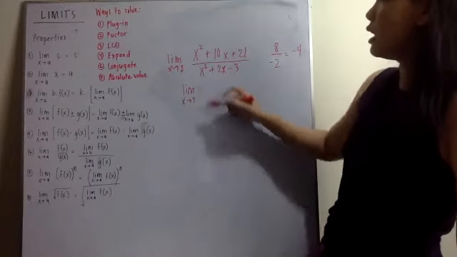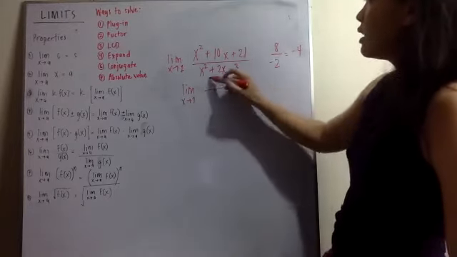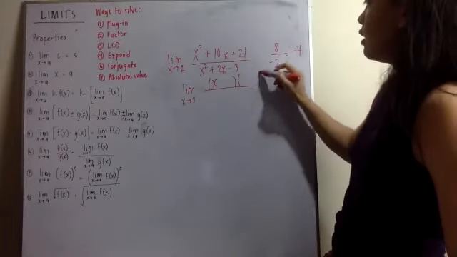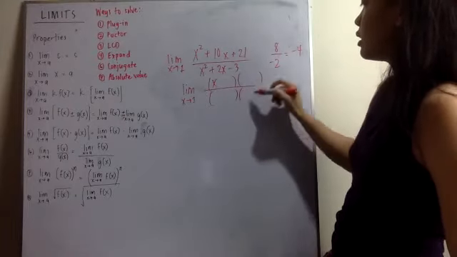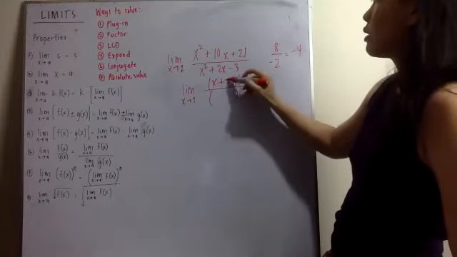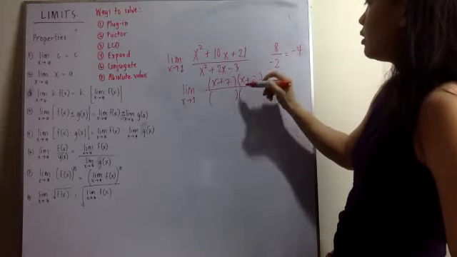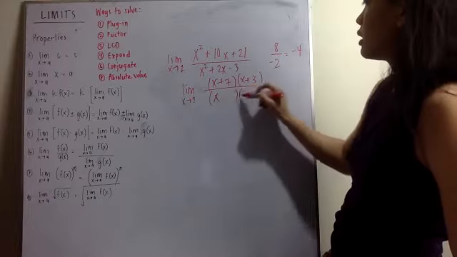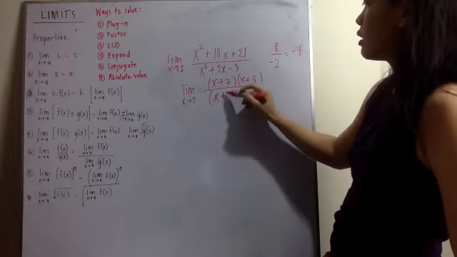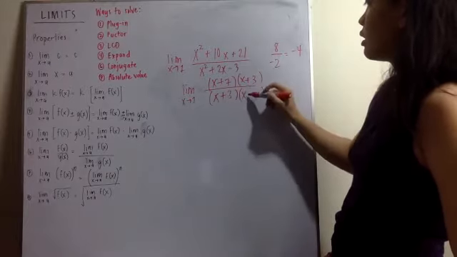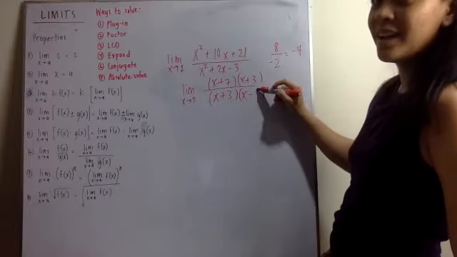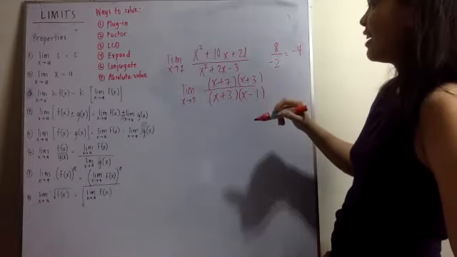So, good practice. Okay, what's on top? What are our factors here? X plus 7 and x plus 3. Okay, how about the one below? X plus 3 and x minus 3. Minus 1. Oh yes, sorry, minus 1.